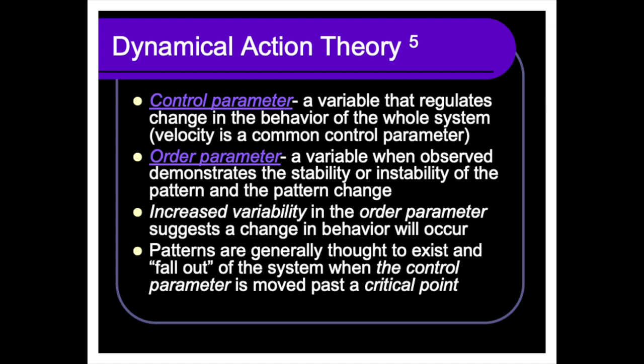So again, the control parameter is the variable that drives a change in the behavior of the system, and the order parameter is something about the pattern that you're looking at that indicates the stability or instability of the pattern and indicates a change in pattern.